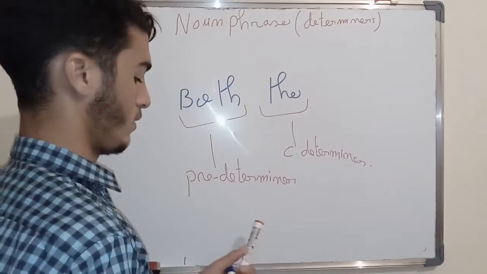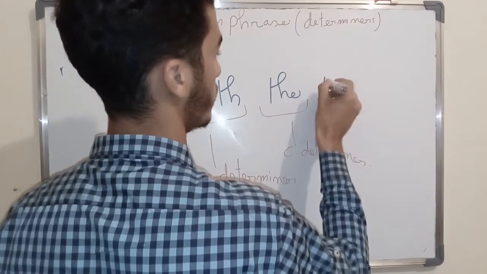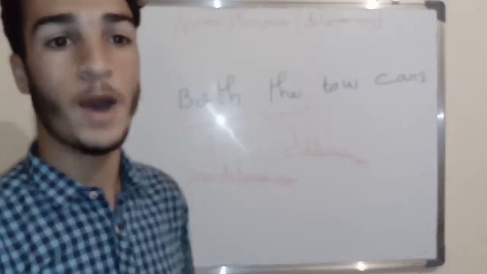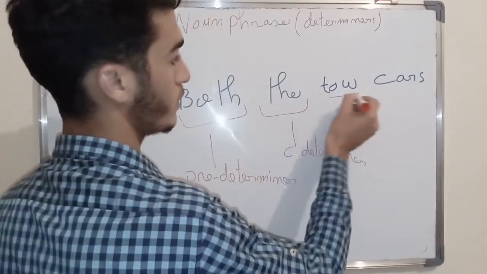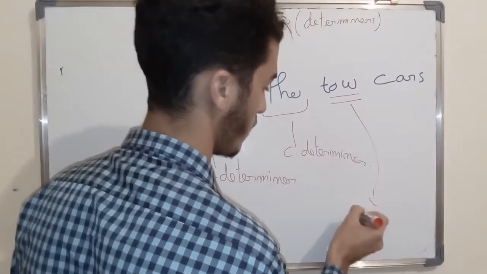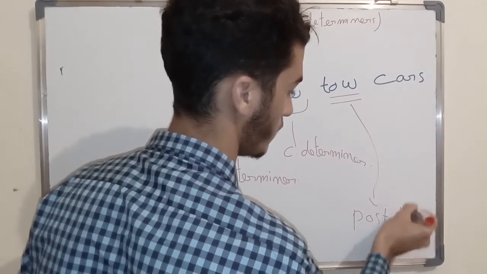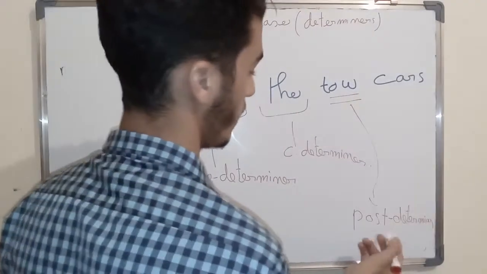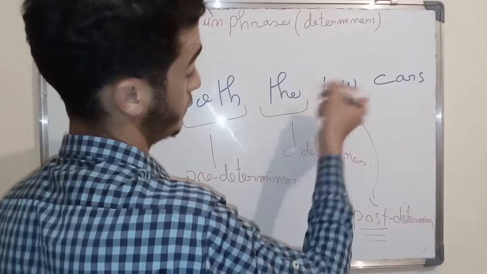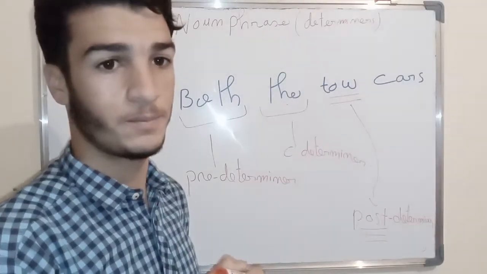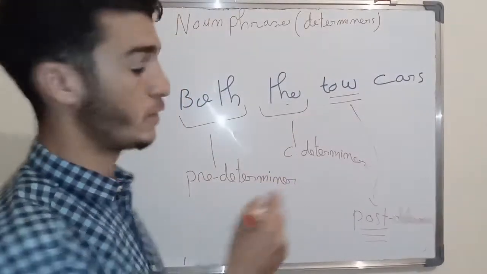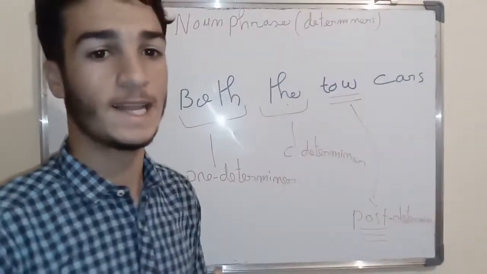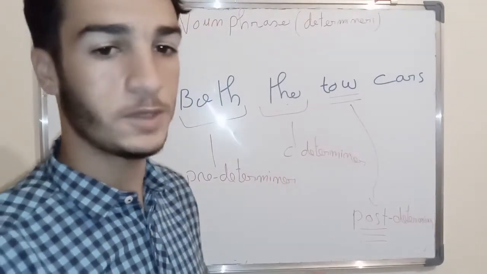I can add other words, for example, both the two cars. Both the two cars. Two is a post-determiner. Why is it called post? Because it comes after the central determiner, which is the. Okay? So this is a post-determiner because it comes after the central determiner. This is central because it comes in the middle between the predeterminer and the post-determiner. I hope you understand.